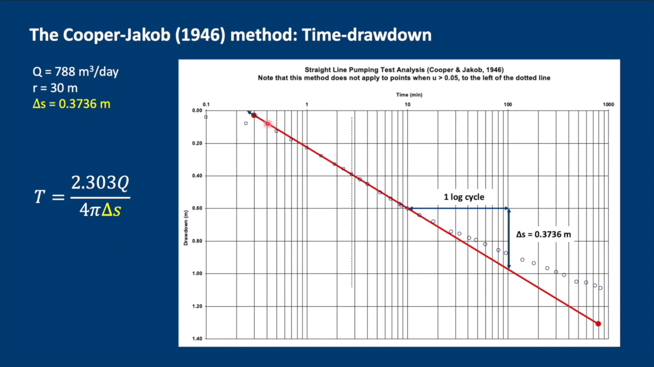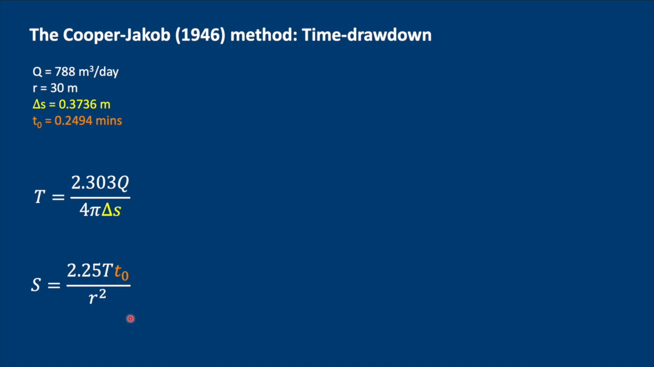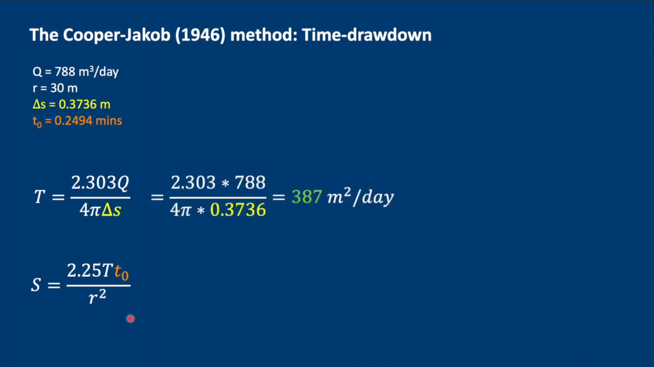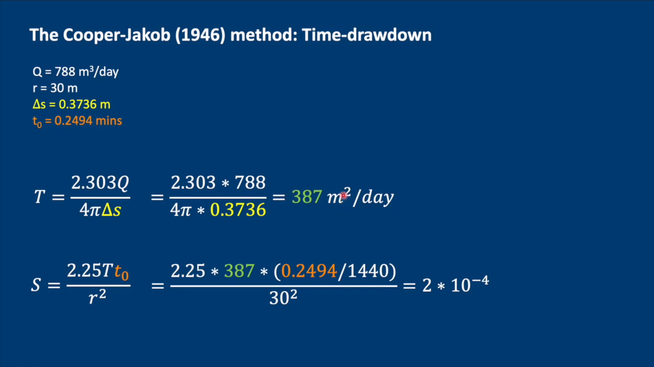If we extend our straight line to the point where drawdown is 0, we have a time value, t0. In this case it's 0.25 minutes, and we need t0 to calculate the storativity using this equation. Now if we plug our numbers into the equation, we see that transmissivity is about 387 meters squared per day. The next thing is to calculate storativity, where we need to take this transmissivity number and plug it into the equation here.